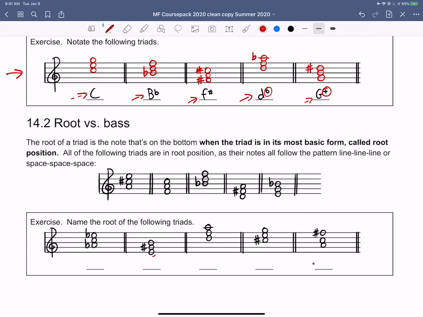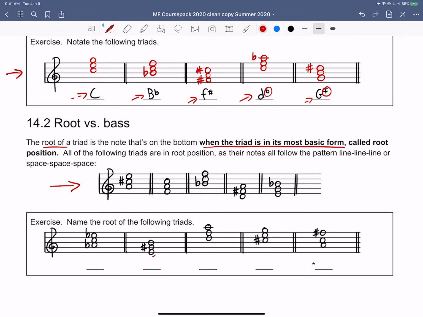Section 14.2, root versus base. This is a really important concept, and if you master it now, then the rest of the chapter will be much easier for you. So the root of a triad, as you might recall, is the note that's on the bottom when the triad is in its most basic form, which is called root position.